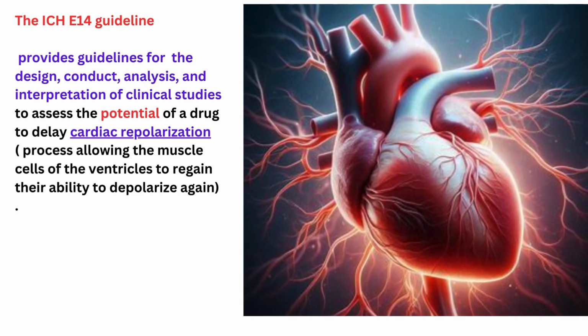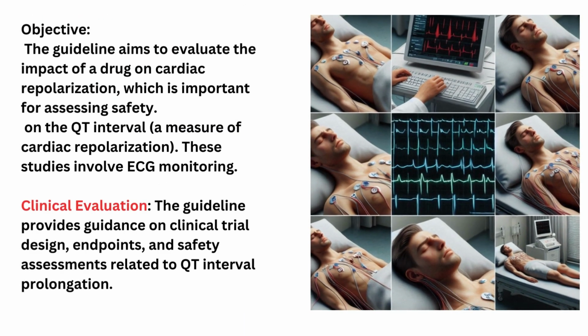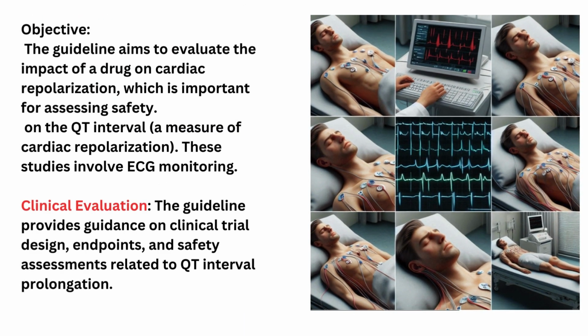The ICH E14 guidelines are for the design, conduct, analysis and interpretation of clinical studies in order to assess the potential of a drug to delay cardiac repolarization. The objective of these guidelines is to evaluate the impact of drugs on cardiac repolarization, which is important for assessing the safety of the drug with respect to cardiac health.